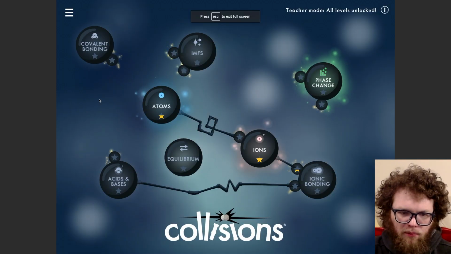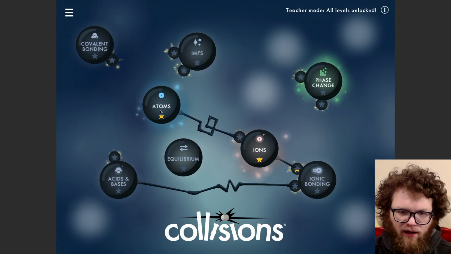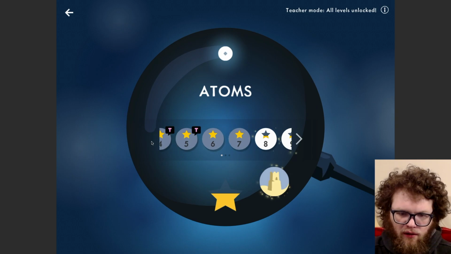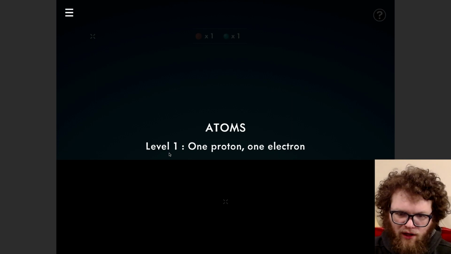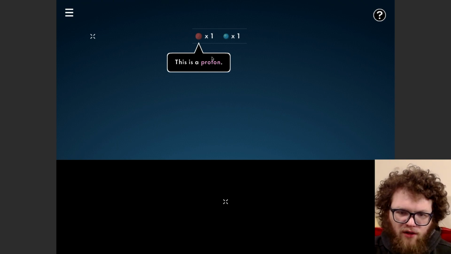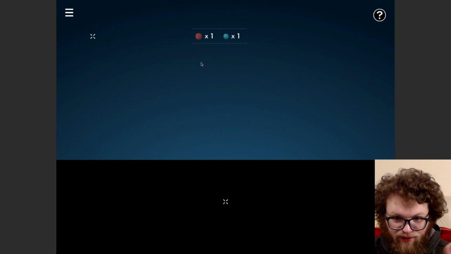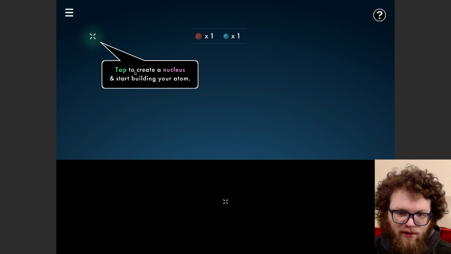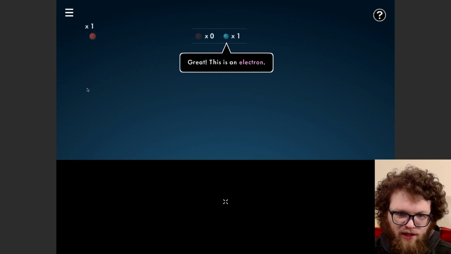And then you can play these different games. And the thing I like about this is it gives you very specific directions. And it saves your progress automatically, which is nice. So this is a proton. Cool. Tap to create a nucleus and start building your own atom. So we will pull the proton into the nucleus.